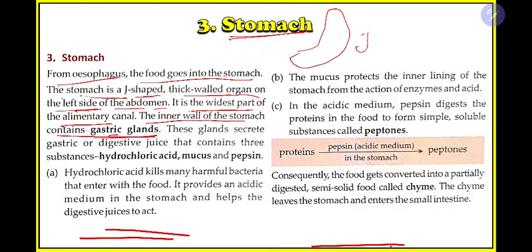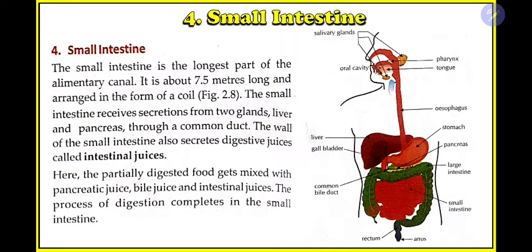The inner wall of the stomach contains gastric glands. You all know people suffer from gastric. People say gastric, so this gastric is due to the misfunctioning of these gastric glands. So where are these gastric glands located? In the inner wall of the stomach. I will try to show you. For example, this is our stomach, and somewhere near it the gastric glands will be present over here.